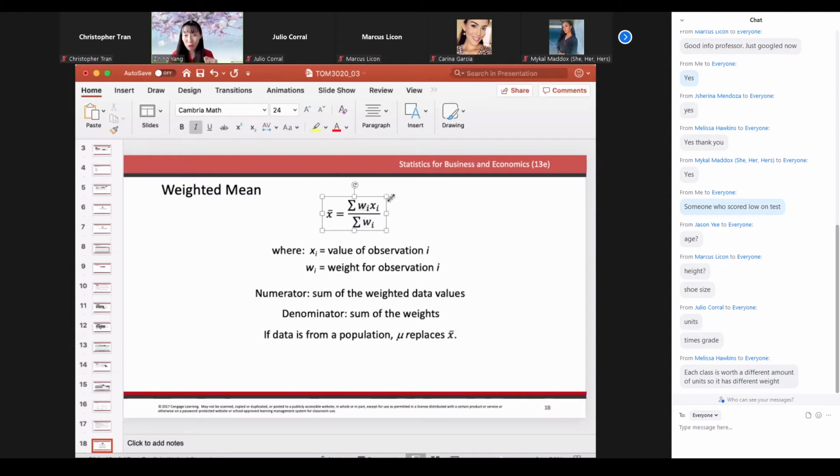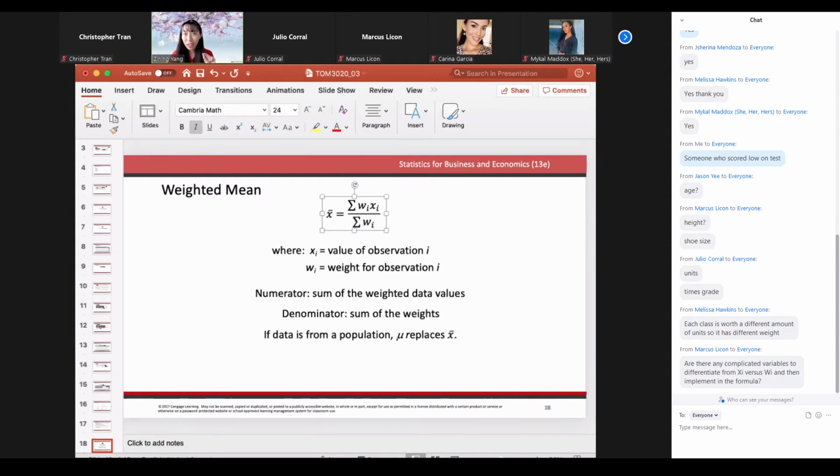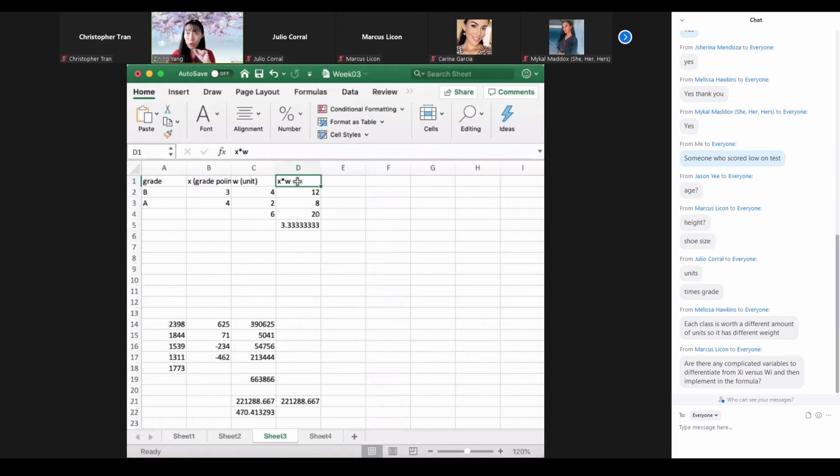So that's a formula. And now going back to the Excel setup. So we will have a column of x times w. That's how we calculate the numerator. So for example, let me see. Are there any complicated variables to differentiate?